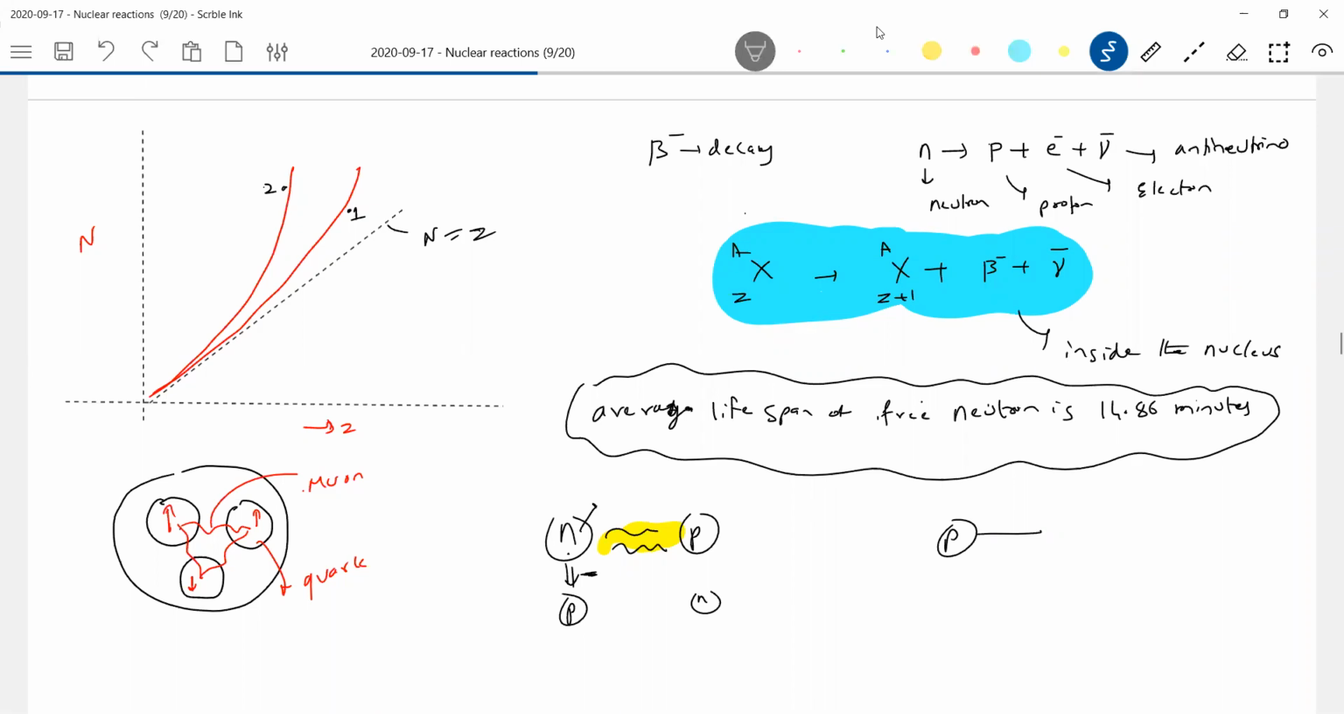Because quantum states will be there. For the neutron to become a proton, what happens? There should be a lower quantum state available. This is the higher quantum state, and this is the lower quantum state.